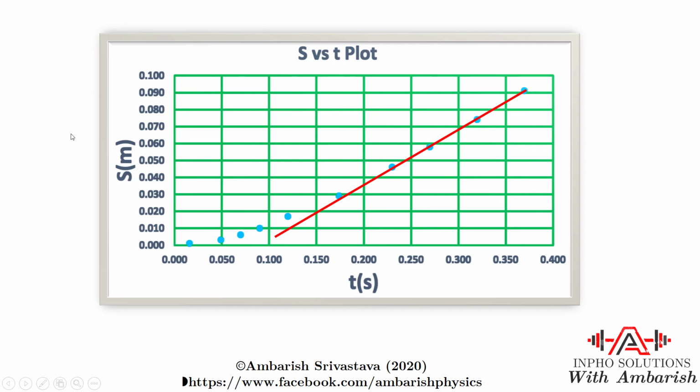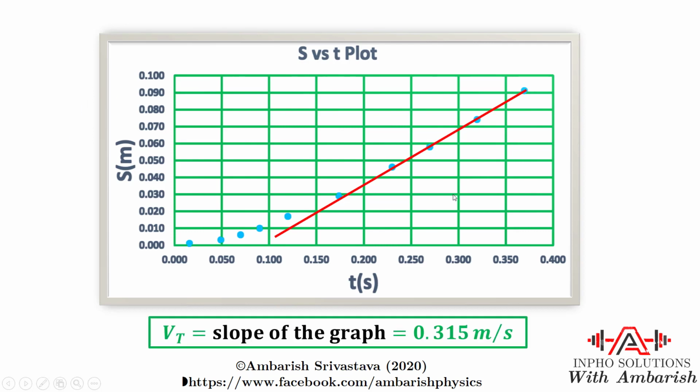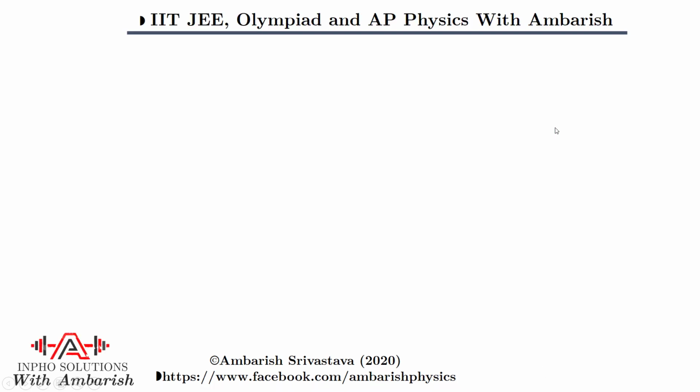All right, so if you just take the slope of this graph, the terminal velocity comes out to be 0.315 meter per second. All right, so that was our part B. Fairly simple, very easy question. And then let's look at the next part.